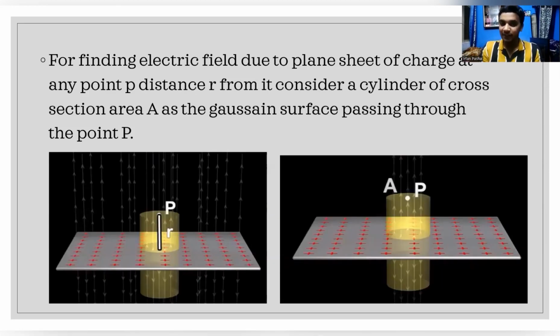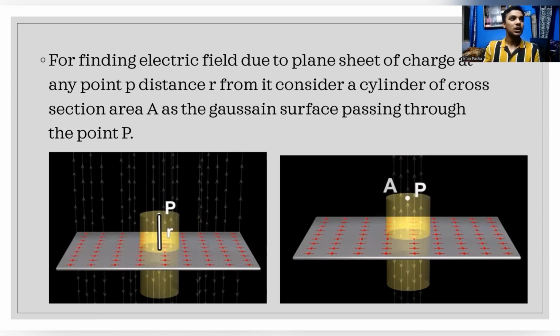Okay, for finding the electric field due to the plane sheet of charge at any point P, let us consider a point P at this place. Let this point, which you can see, be P. Let any point be P, at distance R. Consider a cylinder of this section, with cross-section area A, as the Gaussian surface passing through the point P.